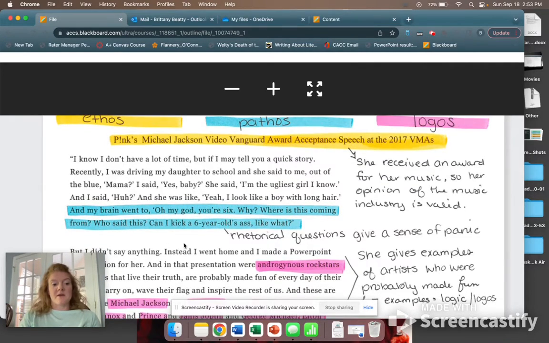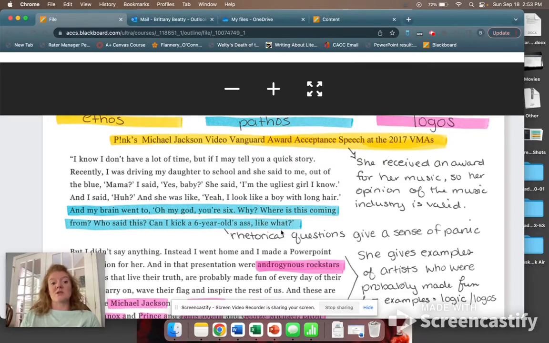Down here at the bottom of that first section where she says, oh, my brain went to, oh my God, you're 6. Why? Where is this coming from? That whole section is pathos. We talked a little bit about pathos in Module 4 and how pathos is created. One of the ways that pathos is created is through repetition. So right here we have questions being repeated over and over. Why? Where is this coming from? Who said this? Can I kick a 6-year-old's ass?